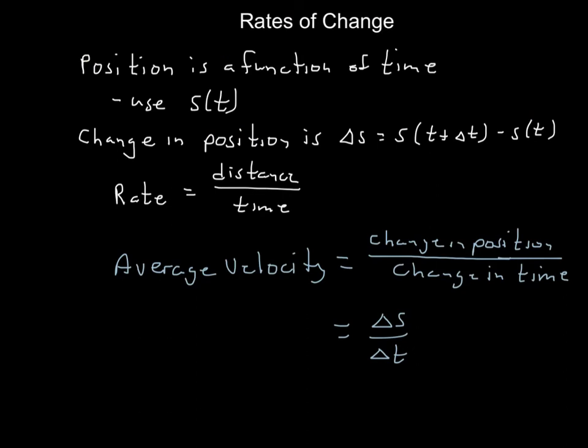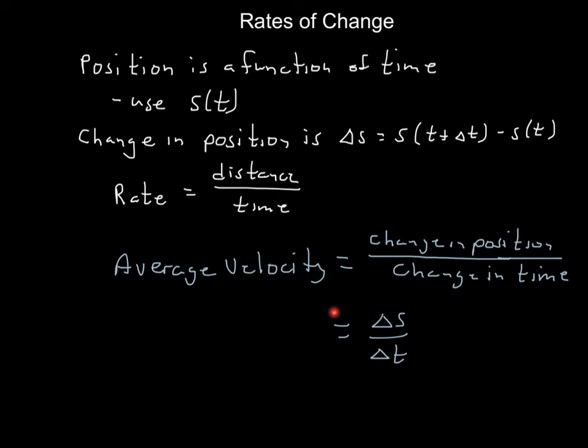For example, when we talk about the speed of a car being like 70 miles per hour, that means that in 1 hour, I would travel 70 miles. So it's 70 miles as a distance over 1 hour for the time. Average velocity is the change in position over the change in time, and we often use this as delta S over delta T. Just the standard notation that we're familiar with at this point.